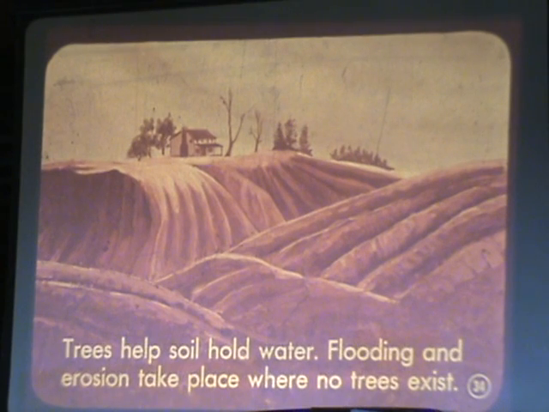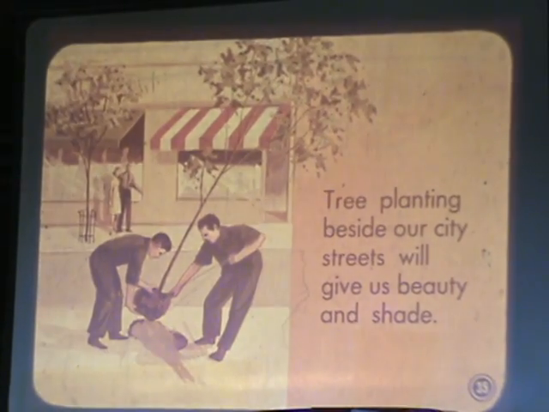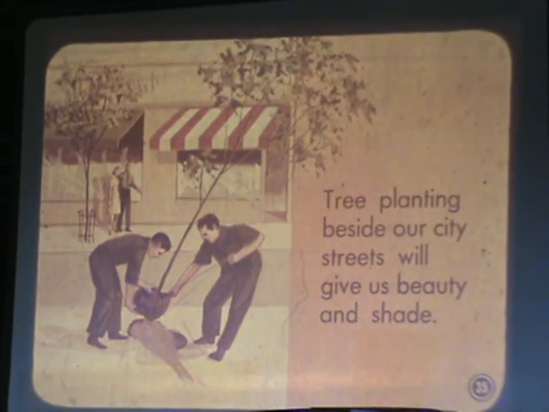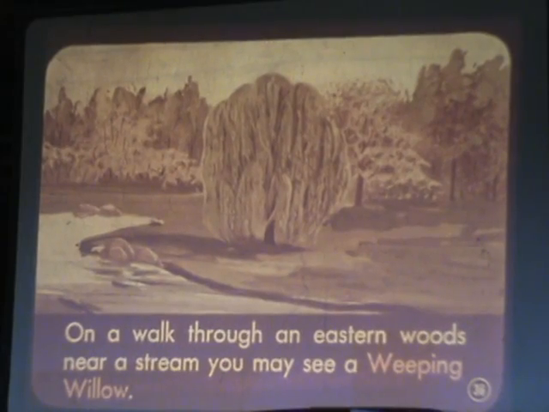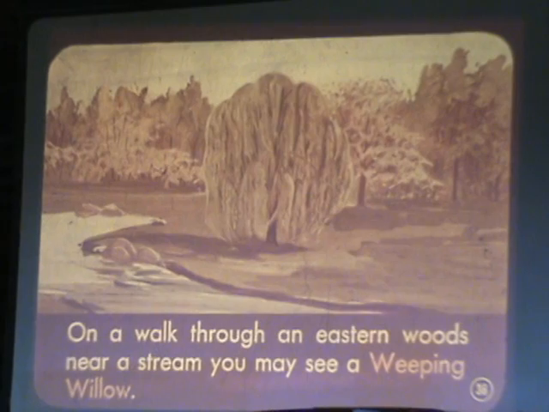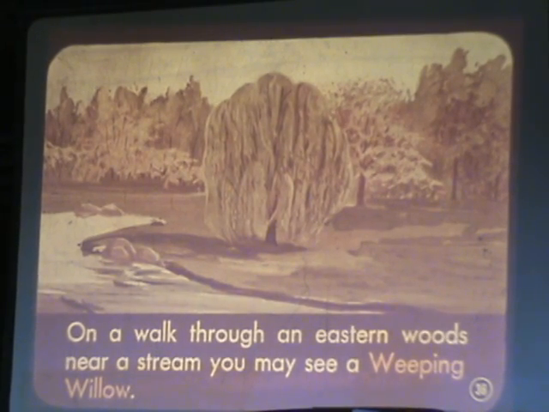Trees help soil hold water. Flooding and erosion take place where no trees exist. Tree planting beside our city streets will give us beauty and shade. On a walk through an eastern woods near a stream, you may see a weeping willow.